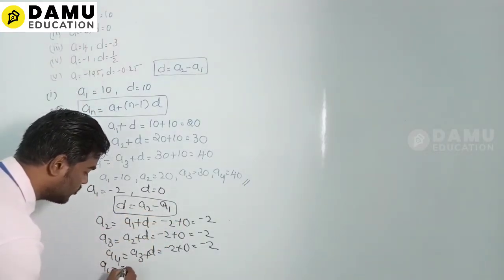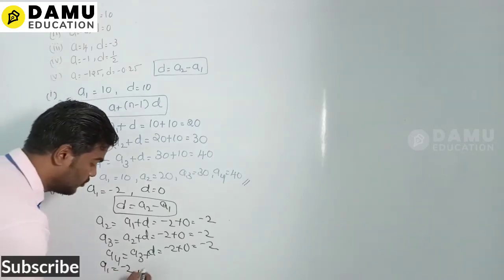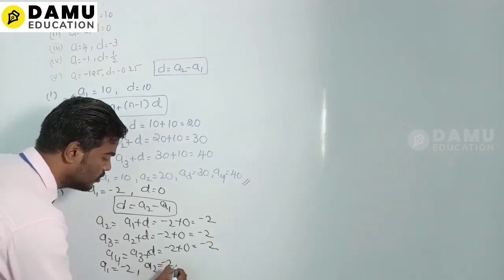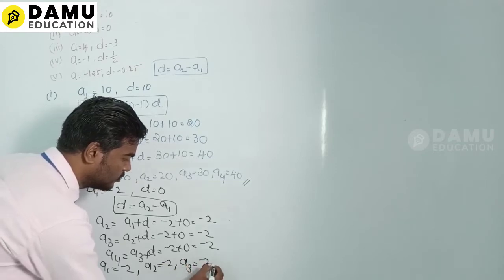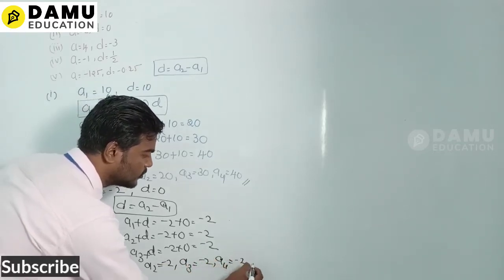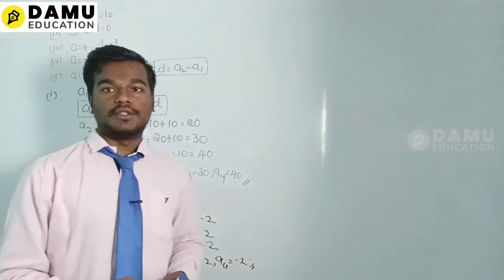So a1 will be equal to minus 2, a2 will be equal to minus 2, a3 will be equal to minus 2, and a4 will be equal to minus 2. So these are the values.